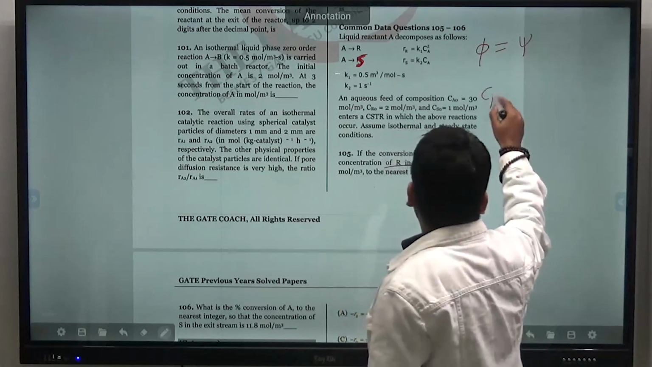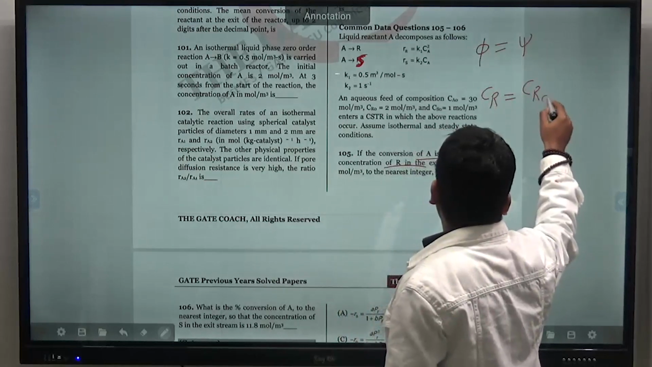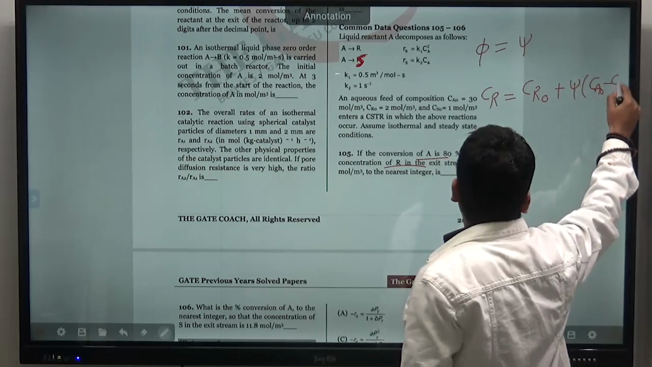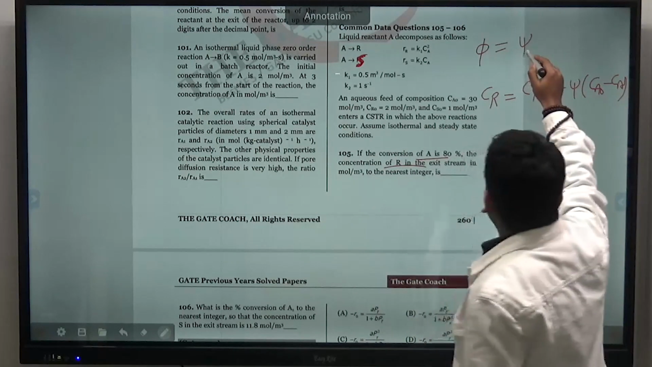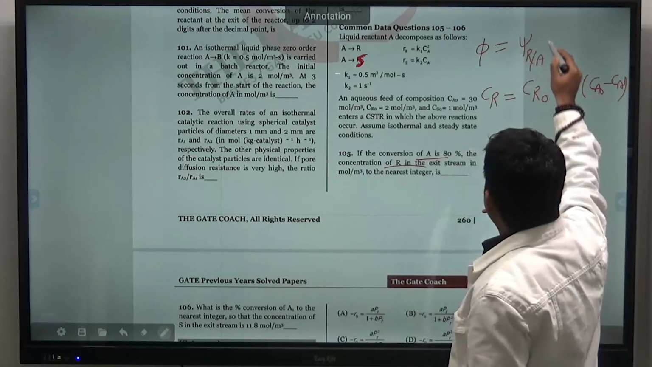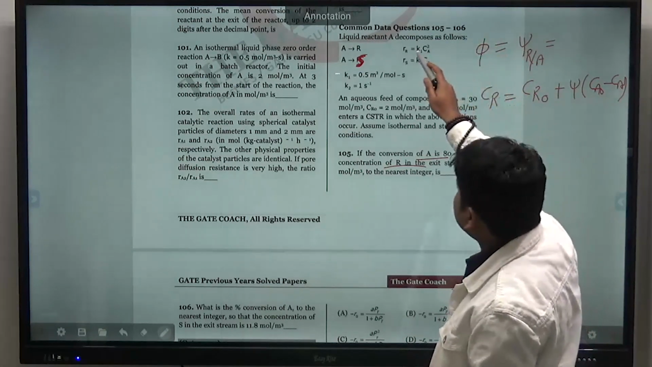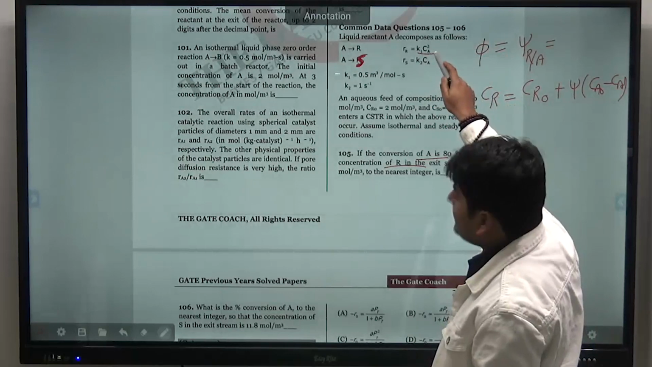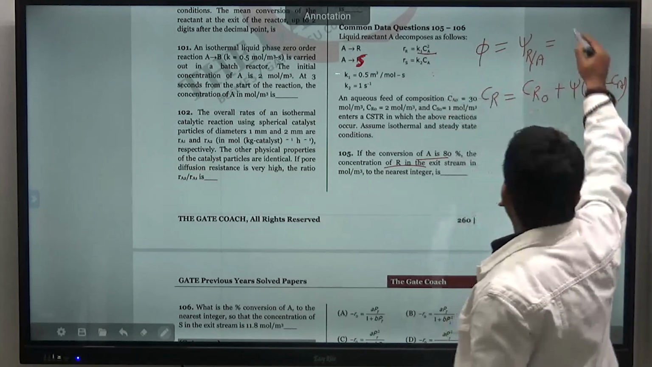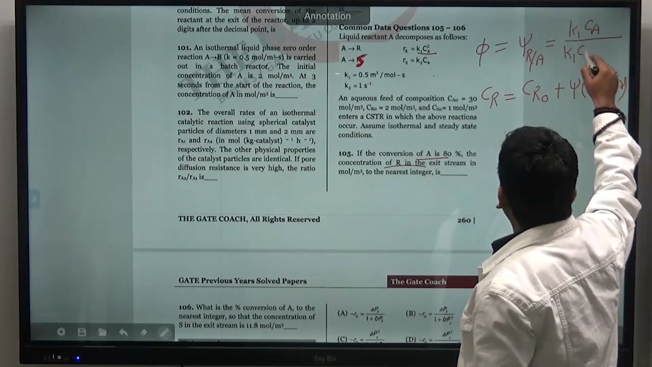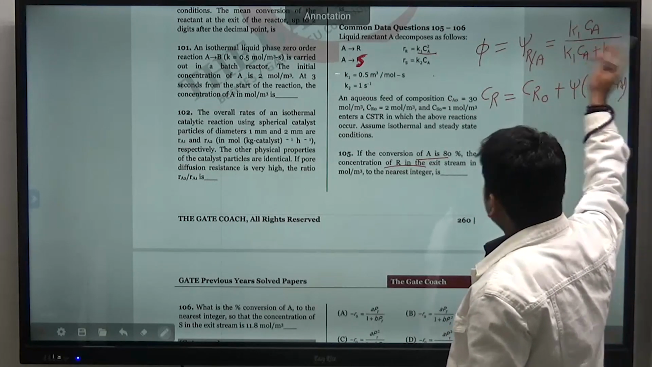So we know that CR is equal to CR naught plus psi times of CA naught minus CA. And what is psi in terms of R? It will be RR upon minus RA. RR upon minus RA means K1 CA square upon K1 CA square plus K2 CA. Or you can write it as K1 CA upon K1 CA plus K2, as one CA will get cancelled.